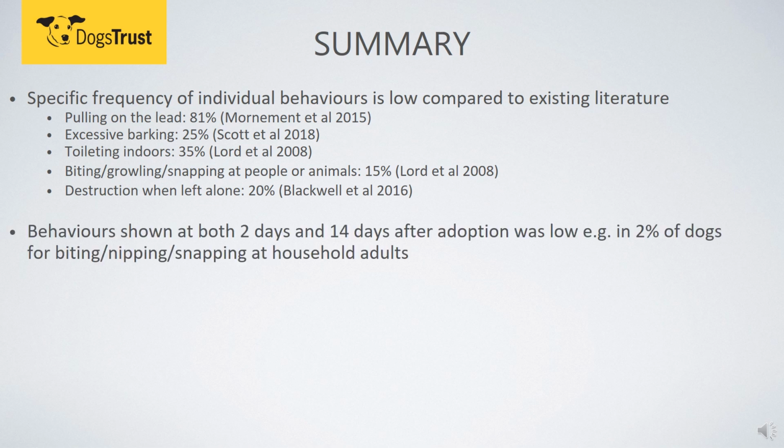There were a number of dogs that were reported to show the behaviours at both 2 days and 14 days after adoption, although this proportion is very low. For example, only 2% of dogs showed biting, nipping, or snapping towards the owner or adult household member at both 2 days and 14 days.